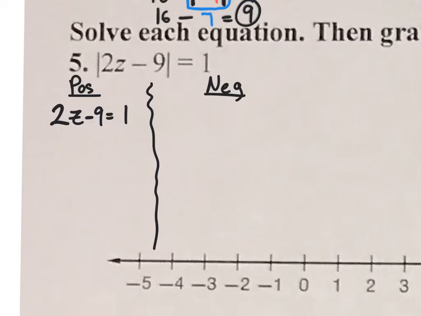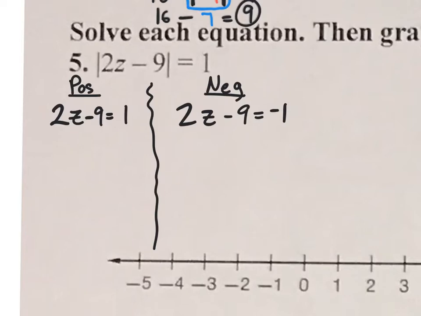Now the negative situation, all you do is write it exactly the same without the absolute values and slap on a negative onto the right side. Make that a -1 for the negative situation. So let me rewrite it. 2z minus 9 equals a -1. That's the only thing you do to switch it from a positive situation to a negative situation.